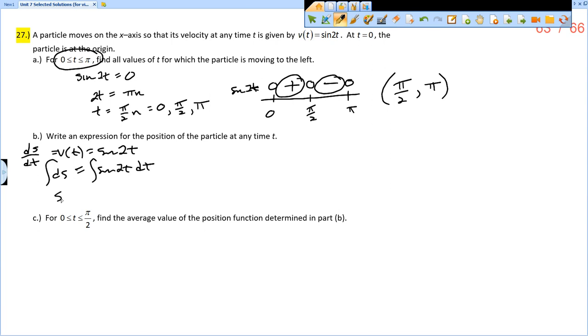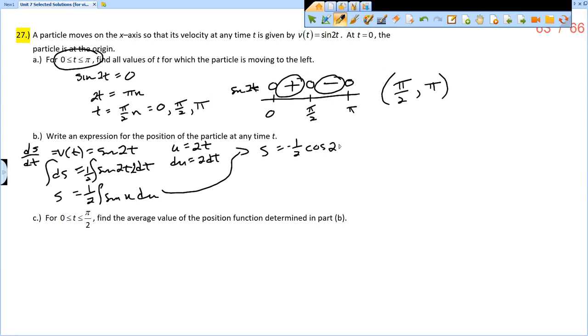All right, so the integral of ds is s. Integral of sine of 2t, I'm going to need a u substitution of 2t. So du is 2 dt. So I'm going to need a 2 with the dt and a 1 half on the outside. So I have 1 half the integral of the sine of u du. All right, so now let's head up here. So s is going to be 1 half integral of sine, remember, is negative cosine of u, which is 2t, all right, and then plus c.